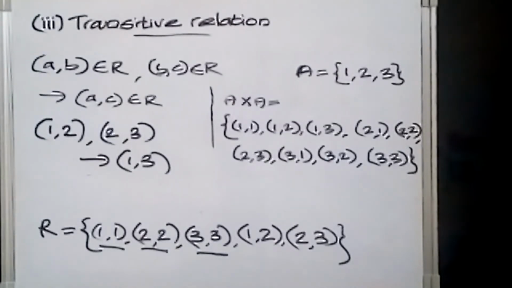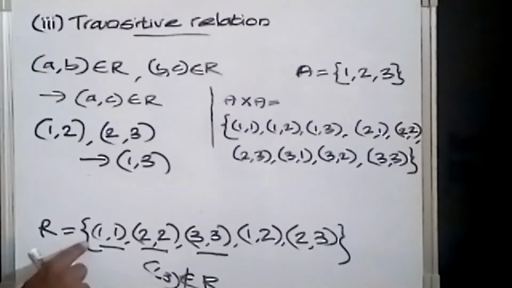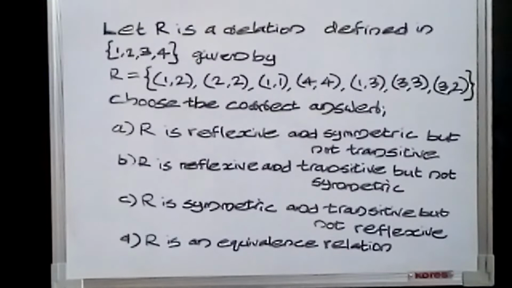Is it a transitive relation? It is not a transitive relation because 1 is related to 2 and 2 is related to 3, but 1 is not related to 3. That is, (1, 3) is not an element of R. This relation is not a transitive relation. Thus, a relation is said to be an equivalence relation if R is reflexive, R is symmetric, and R is transitive.